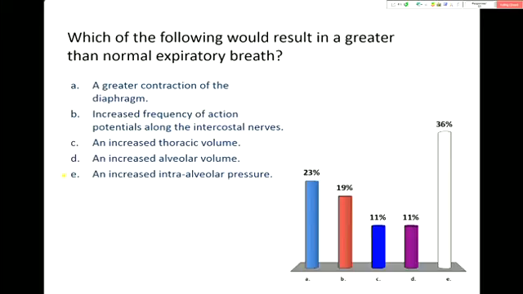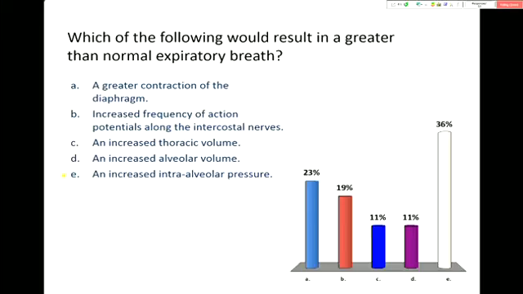Now, we haven't really addressed this in the lecture, but I was relying on people knowing from year 1 or semester 1 that if you want to contract a muscle harder, what do you do? In fact, I'm sure I said it: increase the frequency of action potentials. So increasing the frequency of action potentials is going to make your intercostal muscles contract harder.